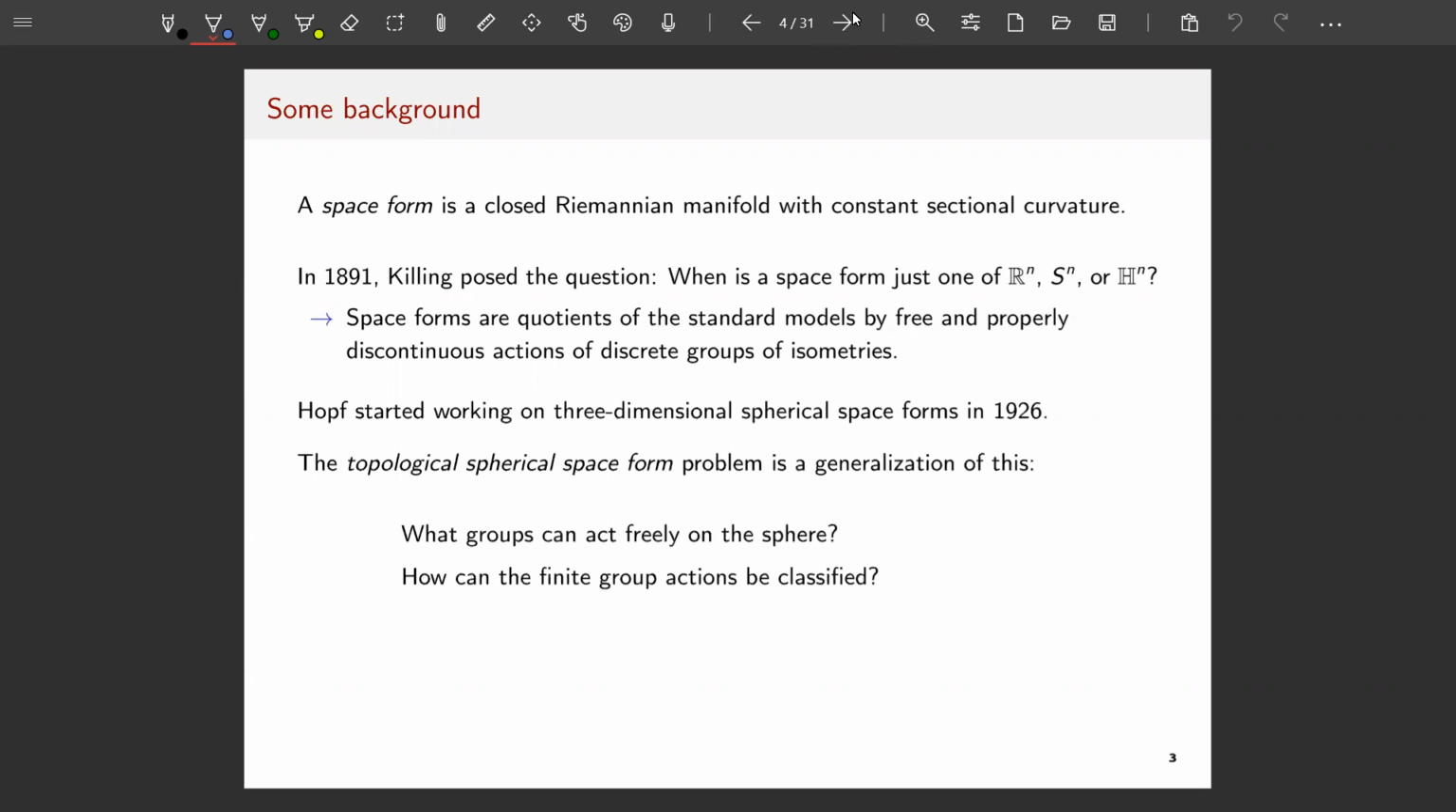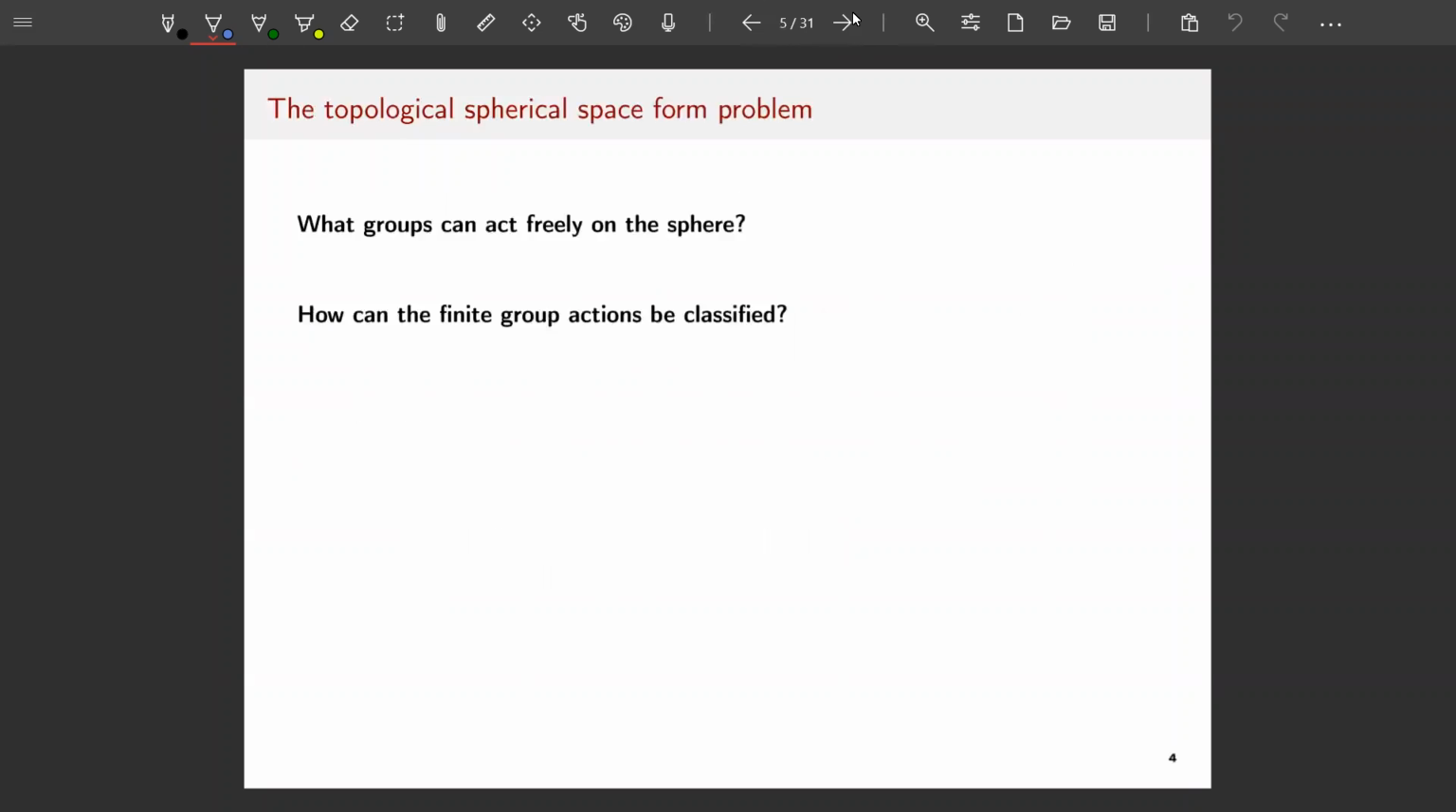Hopf started working on three-dimensional spherical spaceforms in the 20s. And so the topological spherical spaceform problem is a generalization of this. You can ask what groups can act freely on the sphere, and how do they act? How do you classify the actions that are possible? So we're going to talk about these two questions, and then when we shift to products of spheres, we're going to ask similar questions. So these are our two big questions: what groups can act, and how can you classify the actions?